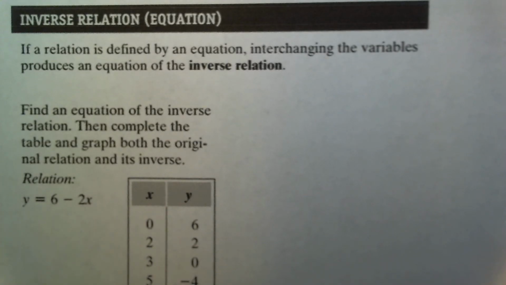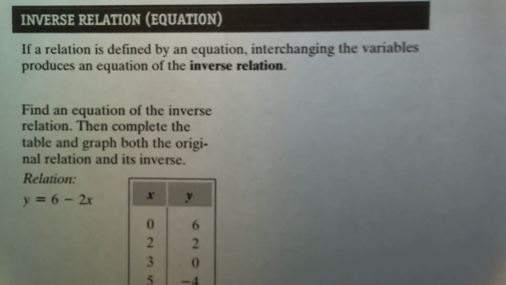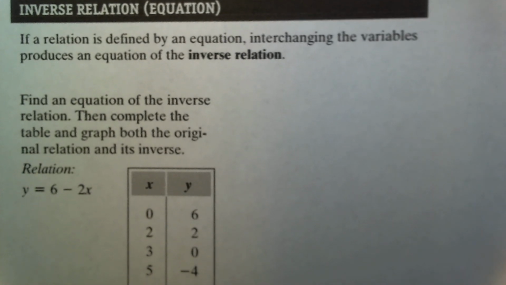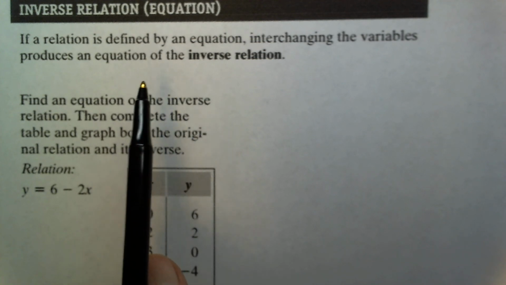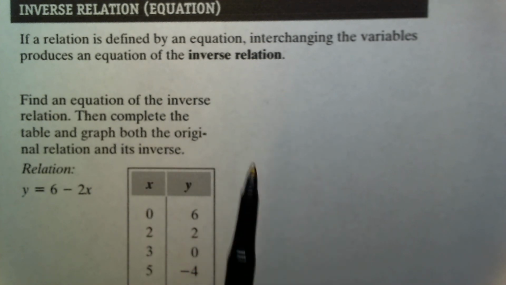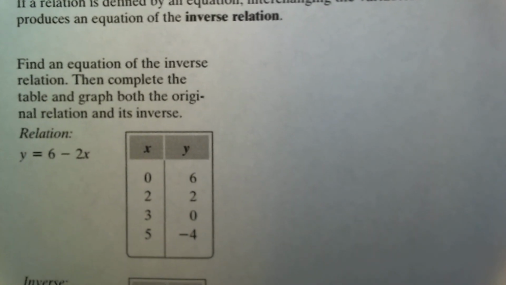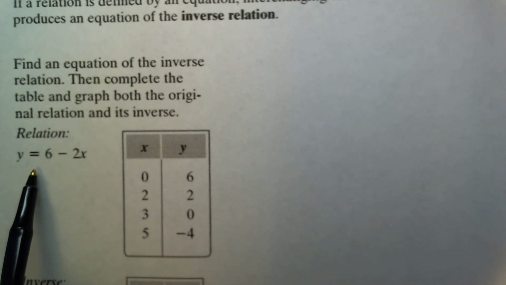So the previous example was an inverse relation for ordered pairs, and now we're going to look at an inverse relation for an equation. So if a relation is defined by an equation, interchanging the variables produces an equation of the inverse relation. To apply that, we have an exercise here. Find an equation of the inverse relation, then complete the table and graph both the original relation and its inverse. So the original relation is y equals 6 minus 2x.